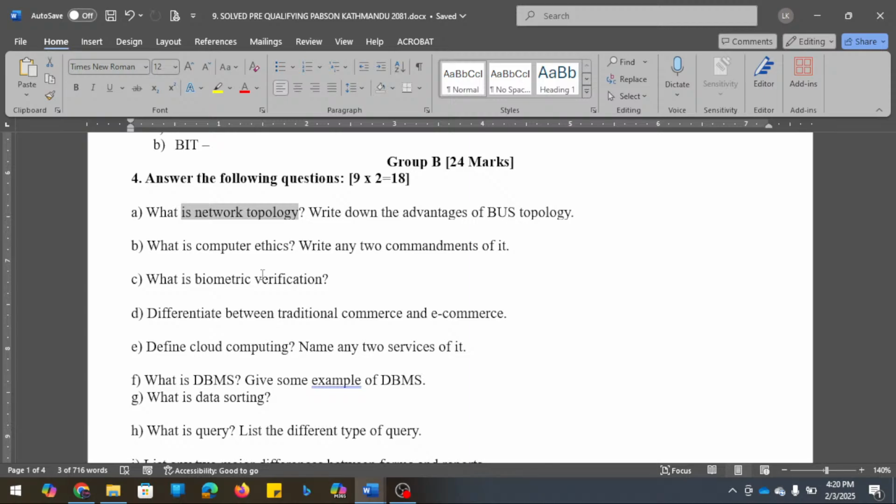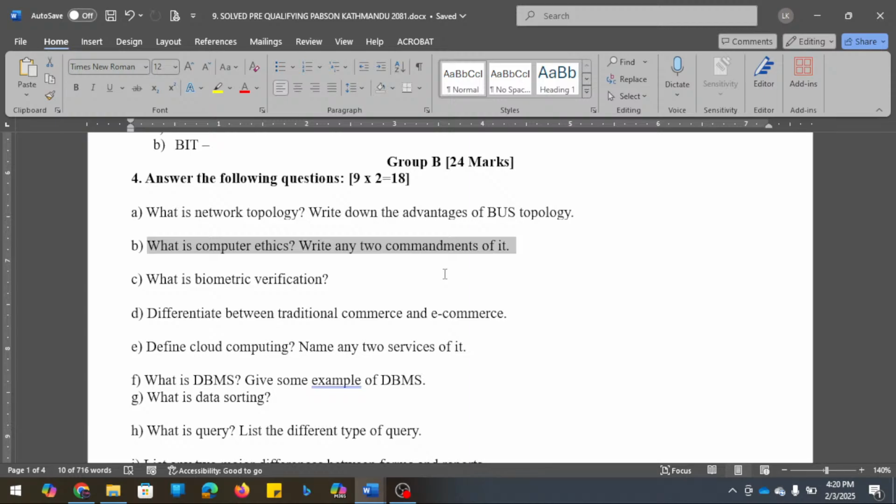Next, what is computer ethics? Write any rule or commandment of ethics. Computer ethics simply says these are the moral principles we apply while using computers. Two commandments can be: don't use the computer to steal information, and don't use the computer to snoop around in other people's computer files.